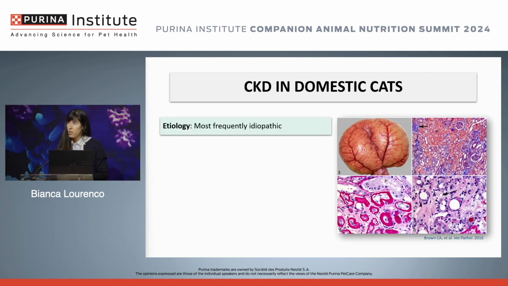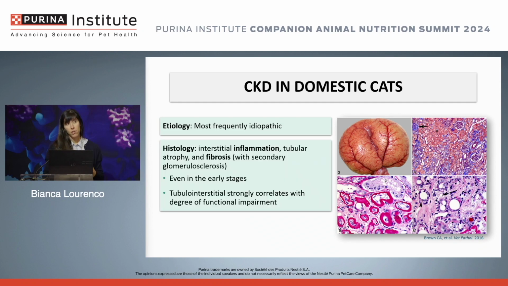In terms of etiology, there are many primary diseases that have been described in cats, but for most of them, we don't know the exact cause. We do know that on histology, most cats are affected in the tubulointerstitial compartment, and so what we see is interstitial inflammation, tubular atrophy, and fibrosis of the interstitium with associated secondary glomerulosclerosis.